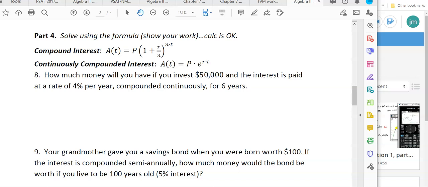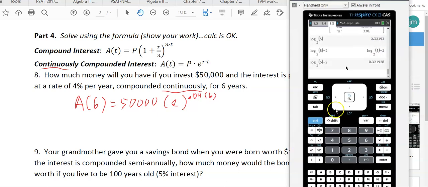Okay, here's our formula. So you have to know which formula to use when, right? So how much money would you invest to get 50,000 interest paid at rate, compounded continuously? So we've got to use the continuously compounded interest formula. So A of 6, the amount after 6 years, will be principal, which is put in, 50,000, times e to the power of rt, so 0.04 times t, which is 6. And then you just get out your calculator, type that in.